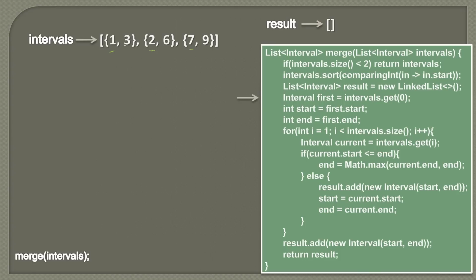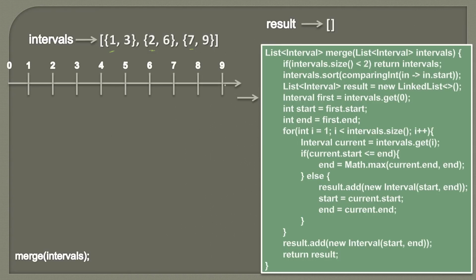Now as we have sorted the intervals based on the start time, we will compare the adjacent intervals so that we can check whether they are overlapping or not. In order to compare all these intervals, the first thing we do is simply take the first interval as it is. So this is the time axis and the first interval is 1, 3. If we plot it here, it looks something like this.